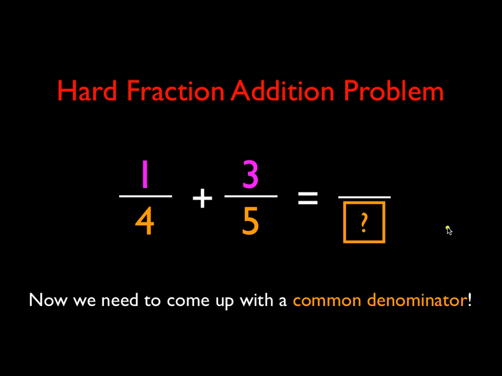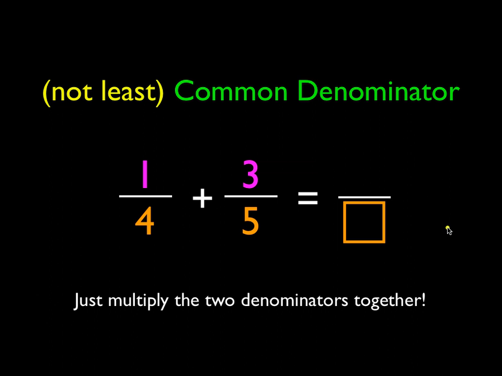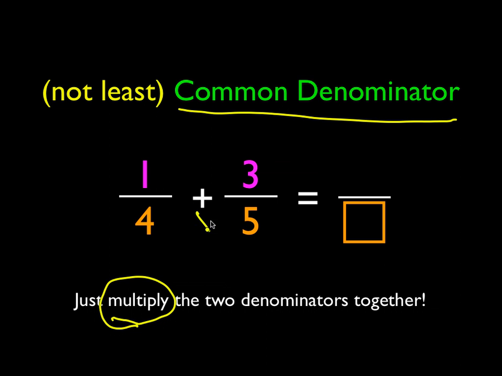So again, there's a quick and dirty answer. If you really just want to do the addition, you don't have to find the least common denominator. We can find the not least common denominator. We can find just the common denominator. So it's real simple. We just multiply the two numbers together.